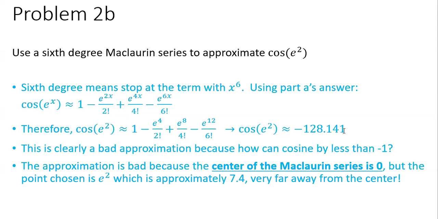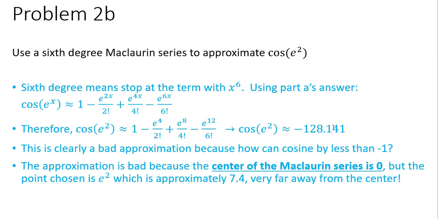This is clearly a bad approximation because remember cosine is between negative 1 and 1, but we are getting negative 128. Big error of over 127, right? So why is it so bad? Well, if you remember, this is why we call it the center of the power series. That's where the approximation is perfect.